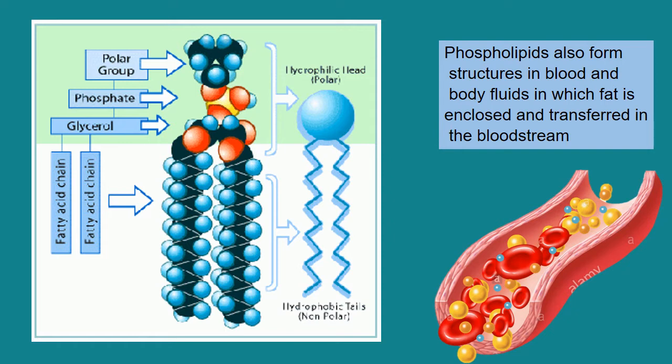Conversely, 2% of the dietary lipids we take are made up of phospholipids. They are synthesized in the body to build a protective barrier or membrane to protect the cells of our body. However, phospholipids are not only present in the cell membrane. Phospholipids also form structures in the blood and body fluids in which fat is enclosed and transferred in the bloodstream. Although phospholipids are similar to triglycerides in containing glycerol and fatty acids, there are some significant differences. Phospholipids contain only two fatty acids attached to the glycerol, while the third glycerol binding site holds a phosphate group.